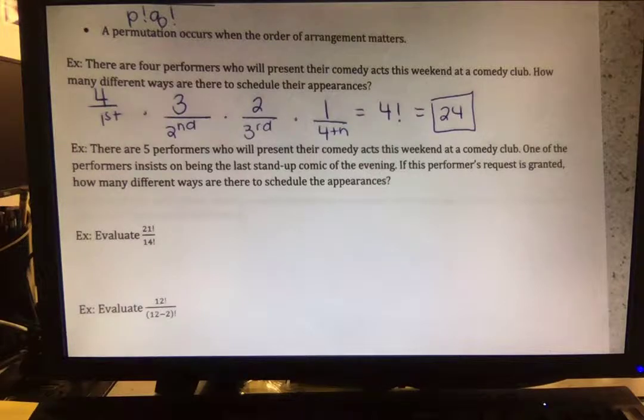So next, if now there's 5 performers who will present their comedy act this weekend at a comedy club, one of the performers insists on being the last stand-up comic of the evening. If this performer's request is granted, if they do get the last choice, how many different ways are there to schedule the appearances? So, going through.